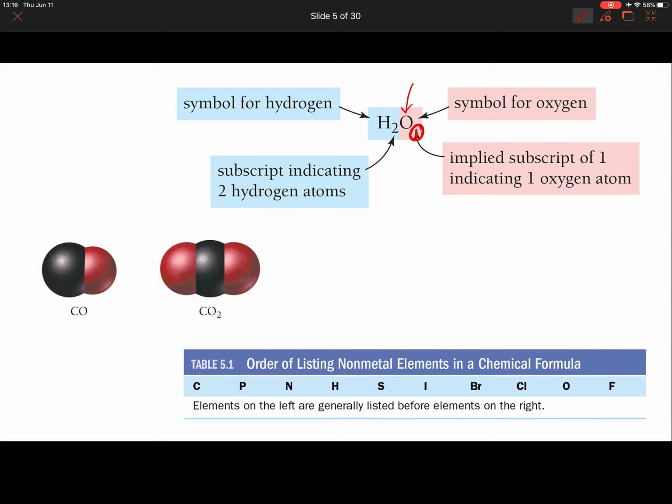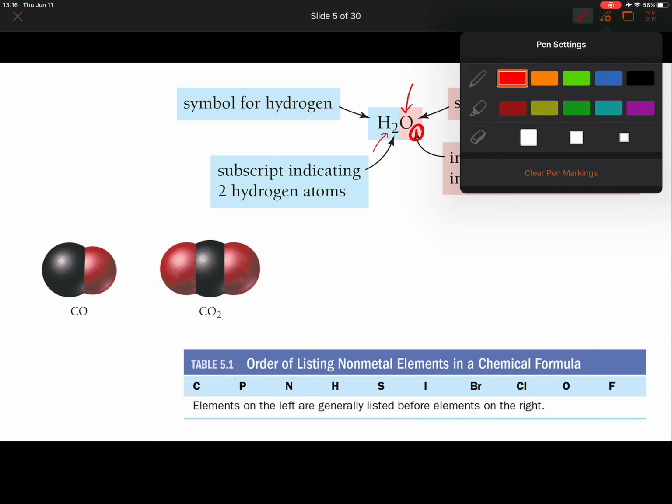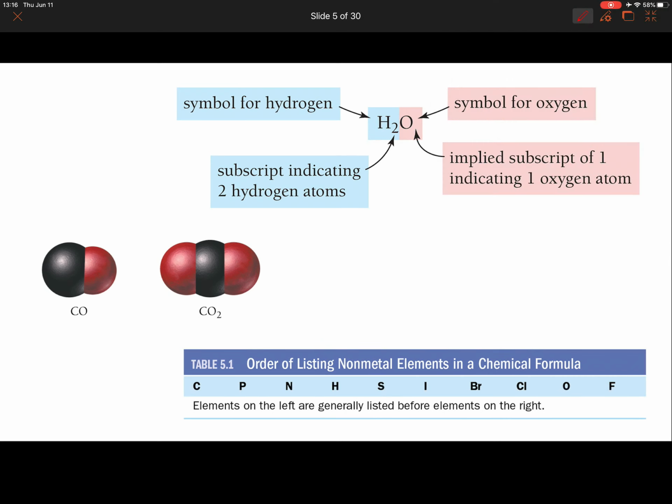That means there's at least 1, right? If there's more than 1, then we put a subscript. So that's why you'll see these little 2's there. So the symbol for hydrogen is shown, the symbol for oxygen is shown, and then the subscripts indicating how many of each there are.